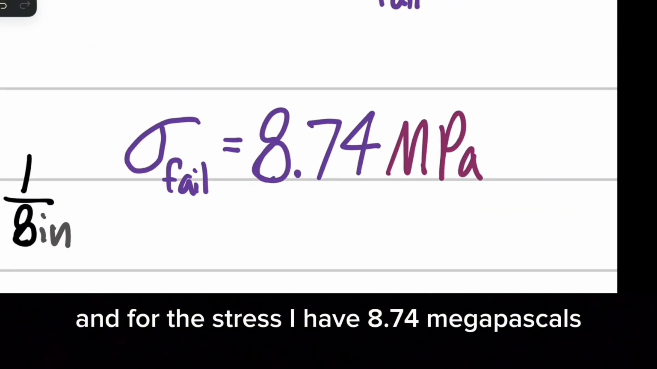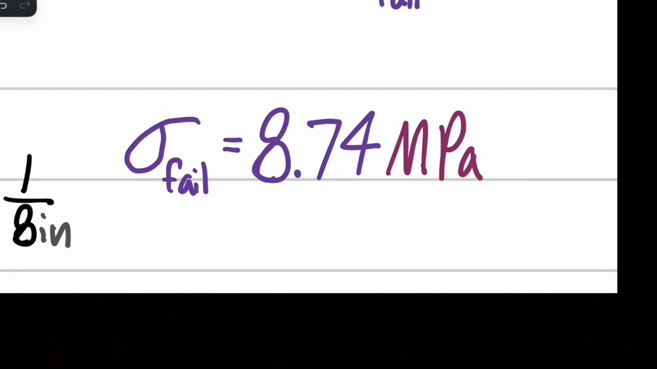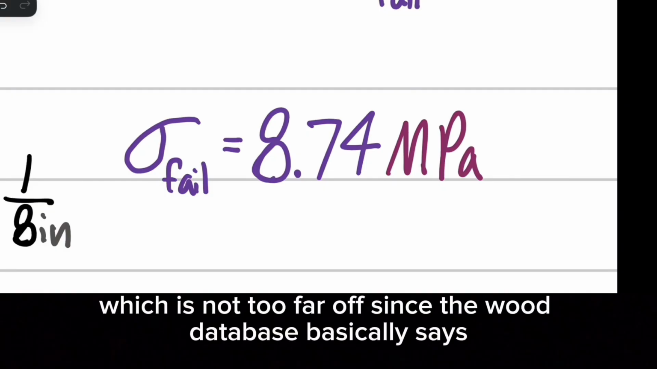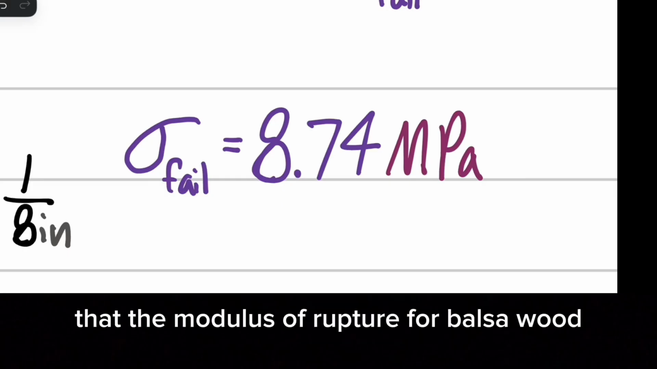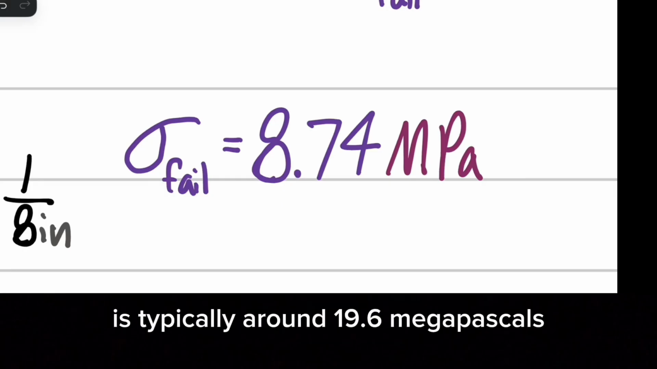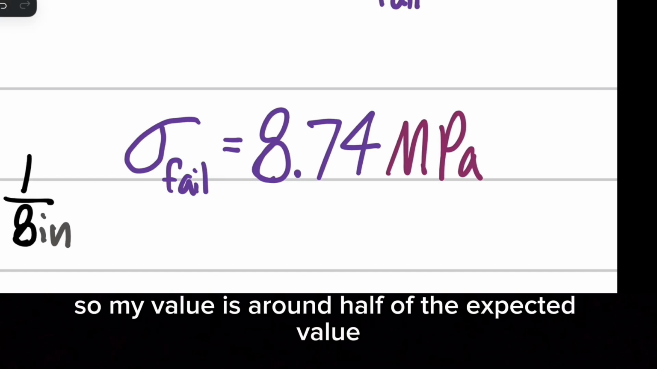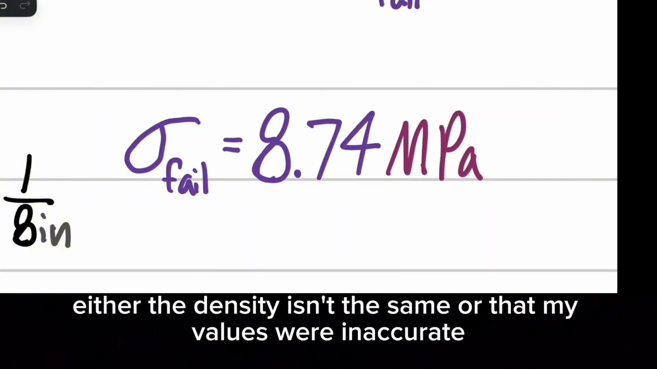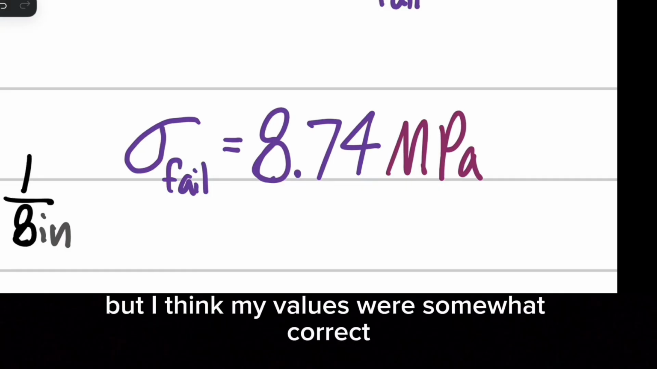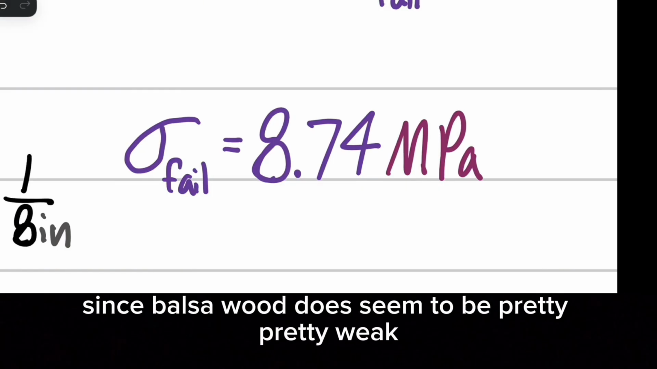For the stress, I have 8.74 megapascals, which is not too far off, since the Wood Database basically says that the modulus of rupture for balsa wood is typically around 19.6 megapascals. So my value is around half of the expected value, which means that either the density isn't the same or that my values were inaccurate. But I think my values were somewhat correct, since balsa wood does seem to be pretty weak.